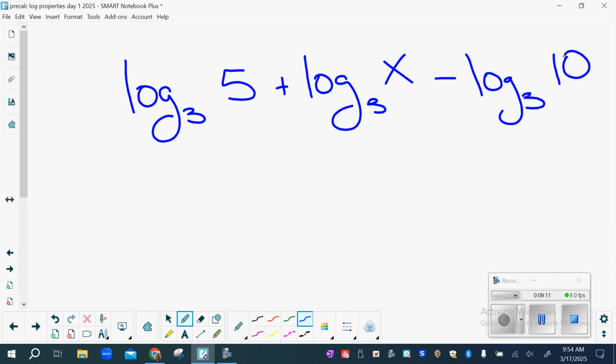Can you squish this guy together? Well done. Lots of ways to write this one. We're squishing it together. Things with pluses are in the numerator. Things with minuses are in the denominator. Look what I got. Log base 3, 5x over 10. I'm going to go ahead and simplify that.